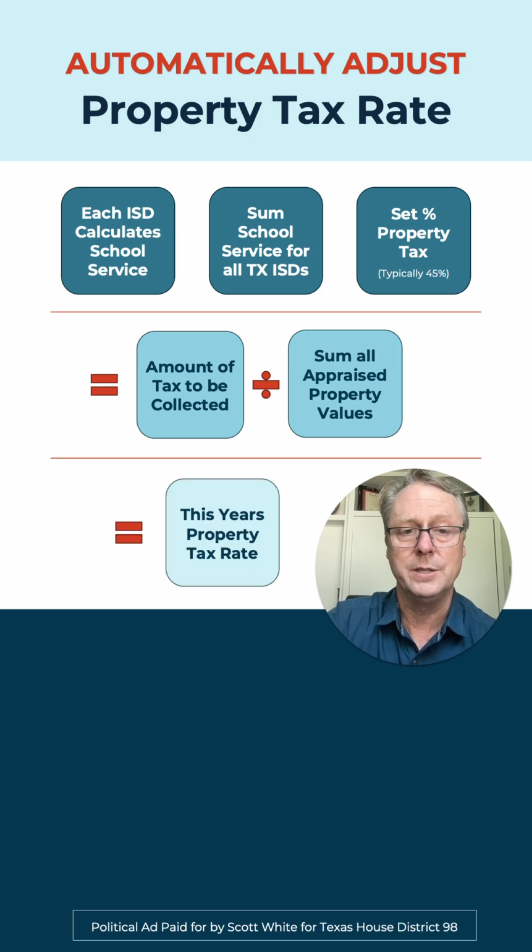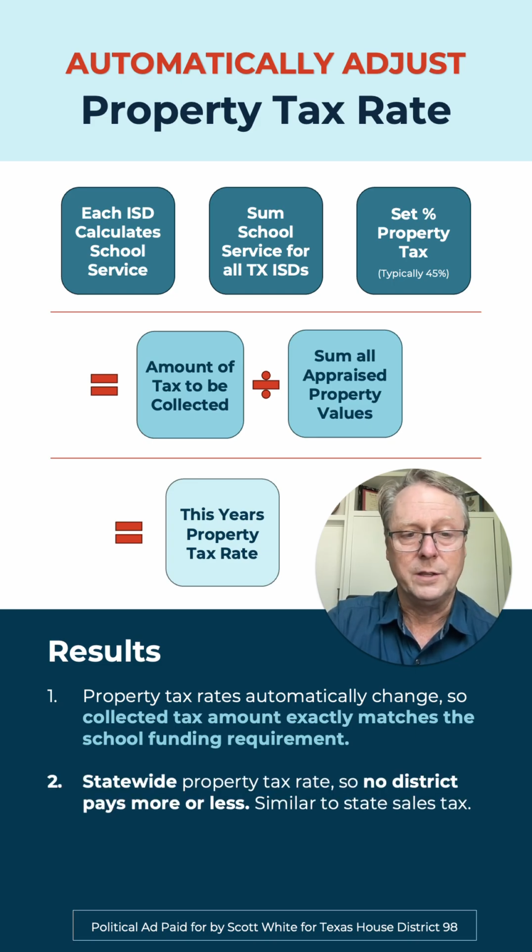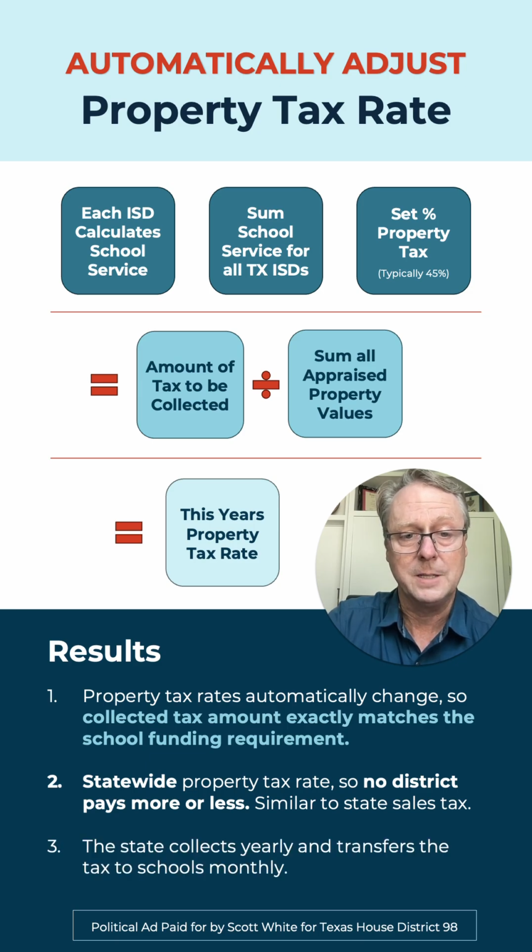So what this does is the property tax rates automatically change so that the collected tax amount exactly matches the school funding requirement. So we set this rate statewide, similar to the state sales tax. No district pays more or less, like it happens today. The state collects the tax yearly and then transfers the tax to the schools on a monthly basis.